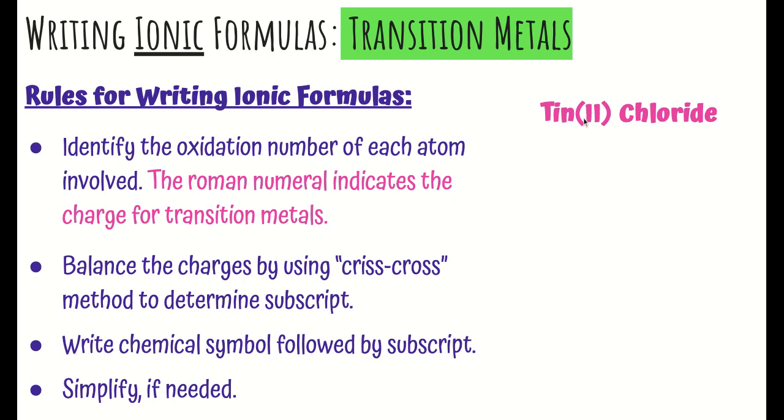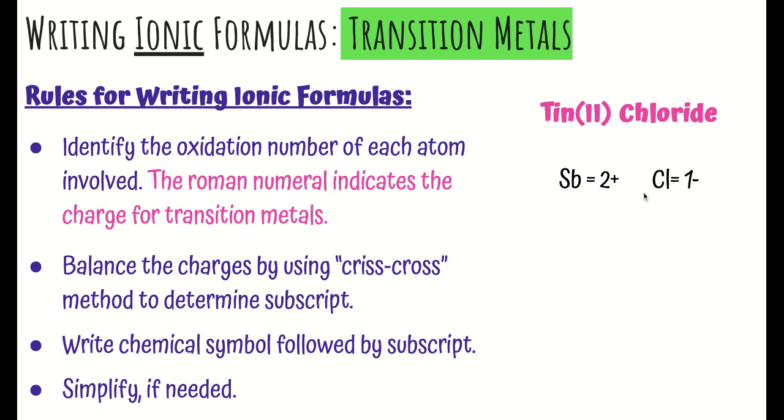So tin we know is the metal because it's listed first and because we can look at the periodic table and see it's a metal. So tin, which is Sn, is the chemical symbol for that. We already know that has a +2 charge because it's right there. You don't have to look it up. Chlorine, or chloride, is going to be in group 17. So it has 7 valence shell electrons, which means it has an oxidation number of -1, because it's going to gain 1 electron to satisfy its octet rule. So these would be the charges for those.